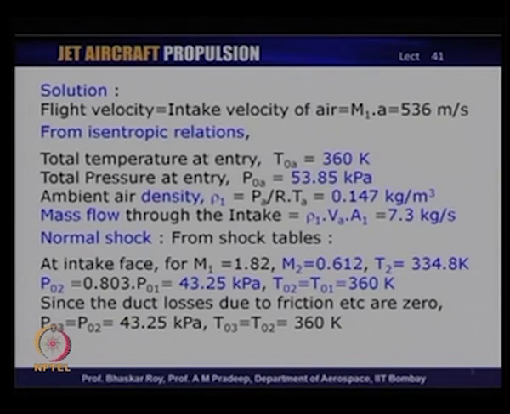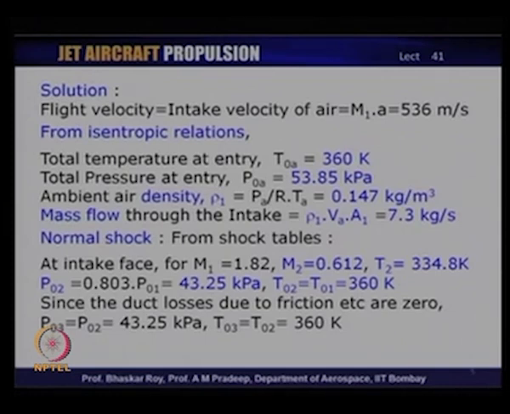The ambient air density, which you can calculate from the ambient pressure and temperature that is prescribed, would be 0.147 kilograms per meter cube. Correspondingly, one can find the mass flow through the intake system, which is what the mass flow of air through the engine would be, and that would be rho 1 V A into A 1, and that would be 7.3 kilograms per second.